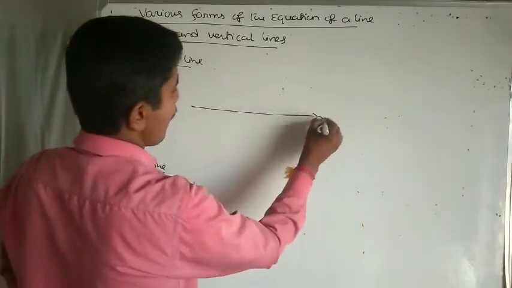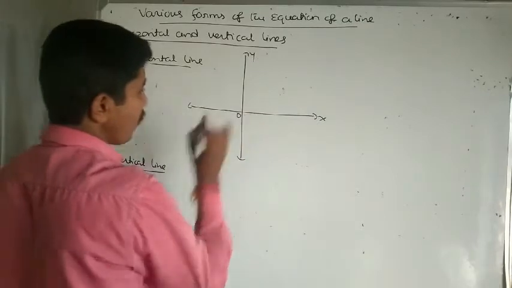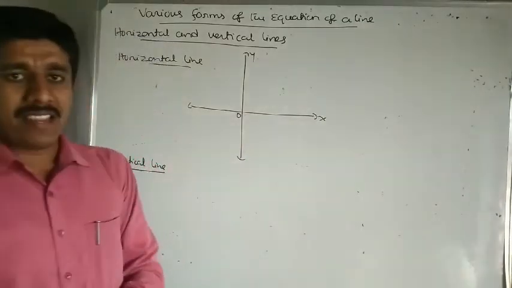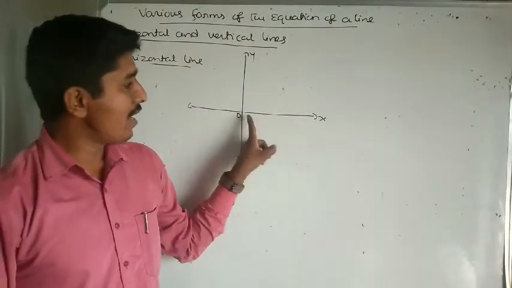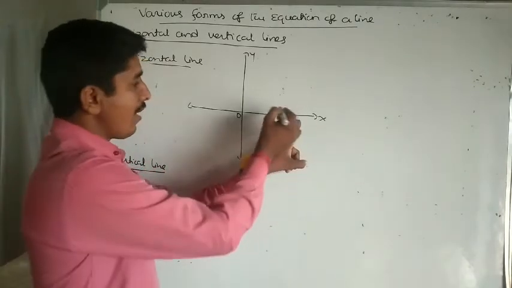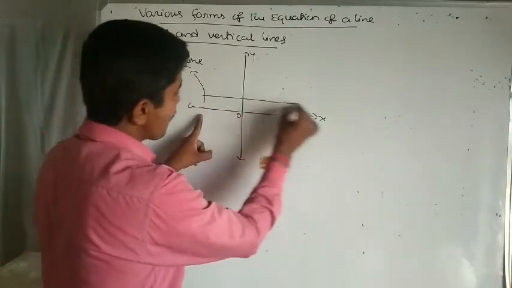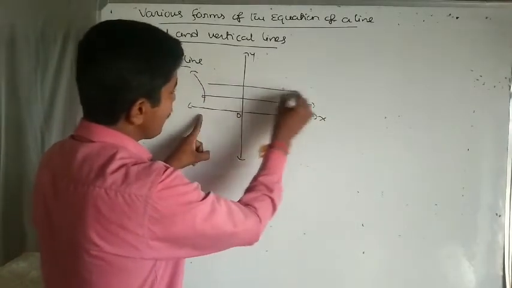Consider the xy plane, x-axis, y-axis. What is the origin? A horizontal line here means the x-axis, clearly it is a horizontal line. The x-axis is called a horizontal line, or any line parallel to the x-axis. This line is parallel to the x-axis.